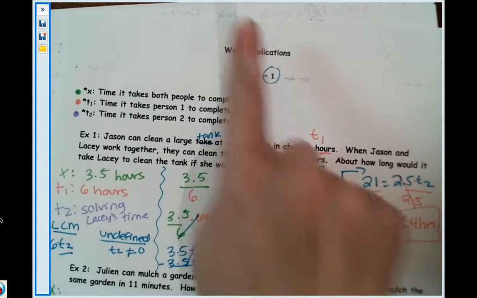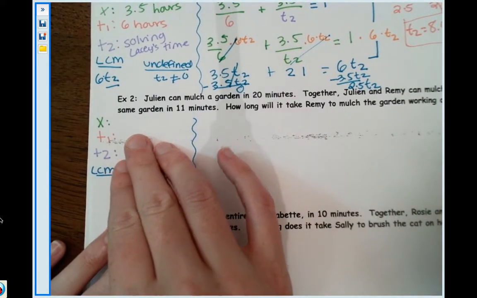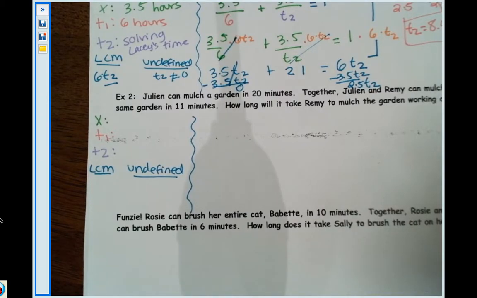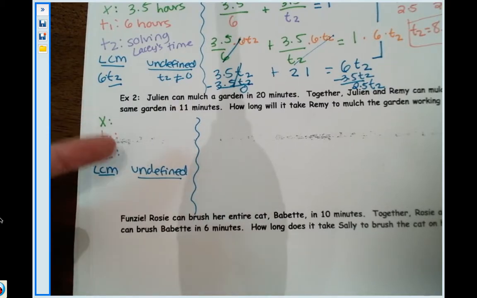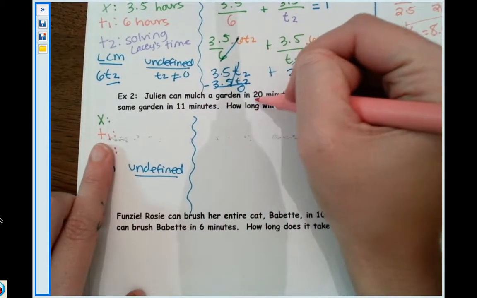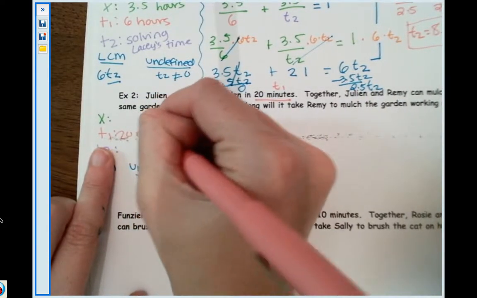Alright, you guys, so we're filling in the variables for this nifty equation. x is our combined time, t sub 1 is one of the individual's time it takes to complete the job, and t sub 2 is the time it takes the other person to complete the job. So, Julian can mulch the garden in 20 minutes. Well, that's one of the individual times, so really it does not matter which variable you assign in terms of t sub 1 or t sub 2. But to make it easy, since it's the first person I see, I'm going to assign it to t sub 1. So this 20 minutes is going to be our t sub 1. So 20 minutes for Julian's time.